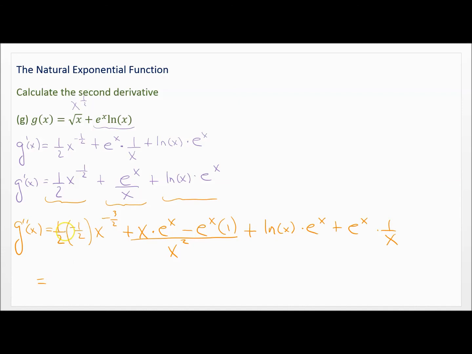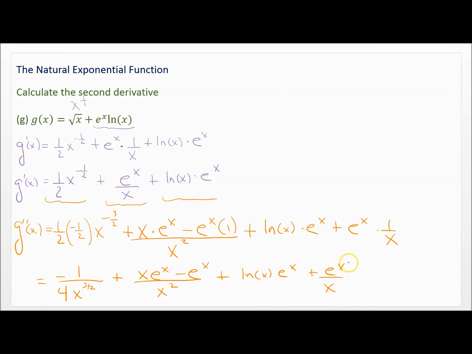So here we go. This 1/2 times the negative 1/2 is going to be negative 1/4. And then this x to the negative 3/2, I could take that to the denominator. So I would have negative 1 over 4, and then that would be x to the 3/2. If we need to do anything else with it in a minute, we will. And then this is plus. Here I'm going to leave as is for now, x e to the x minus e to the x all over x squared. And then over here, natural log of x times e to the x plus e to the x over x.